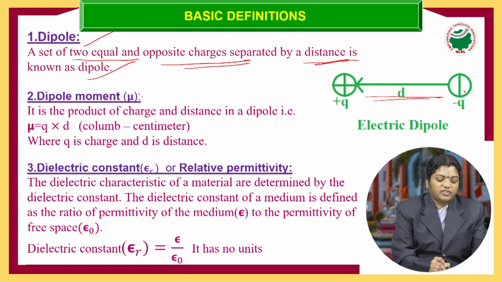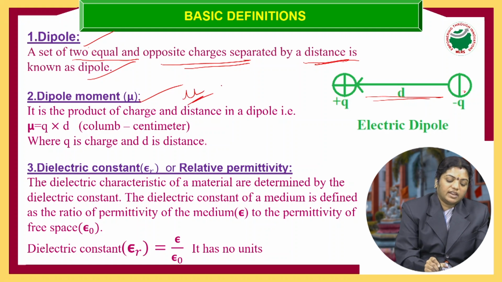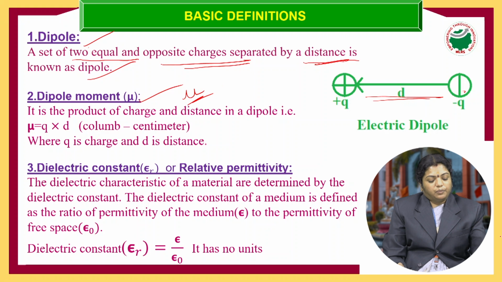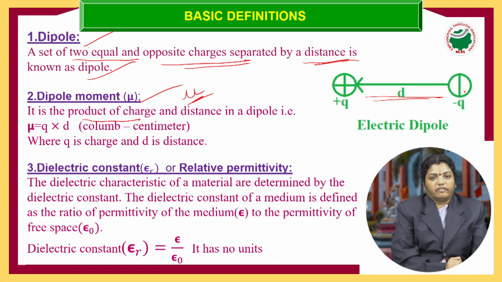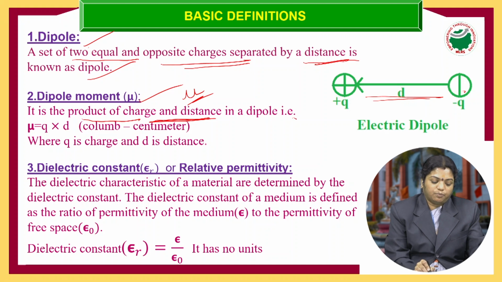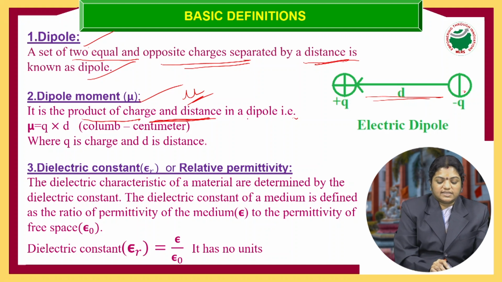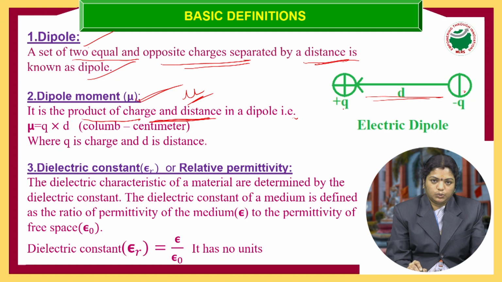And the next definition is very important: the dipole moment. This dipole moment you indicate with the letter mu. What is the meaning of dipole moment? It is the product of charge and distance in a dipole. The product of charge and distance in a dipole is called the dipole moment. So the charge is Q, equal and opposite charges, right?